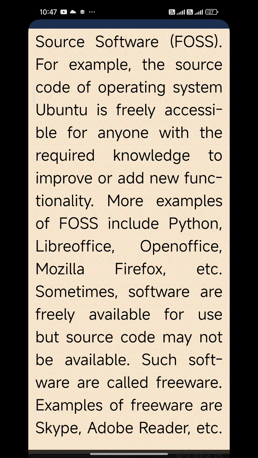For example, the source code of operating system Ubuntu is freely accessible for anyone with the required knowledge to improve or add new functionality. Examples of FOSS include Python, LibreOffice, OpenOffice, Mozilla Firefox, etc. Sometimes software is freely available for use, but source code may not be available. Such software are called freeware. Examples of freeware are Skype, Adobe Reader, etc.